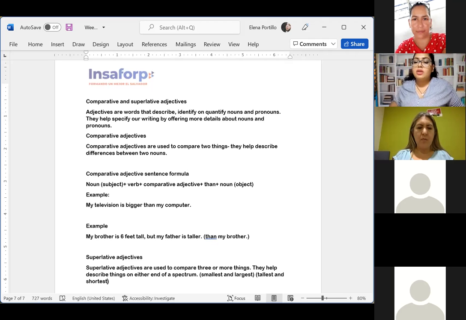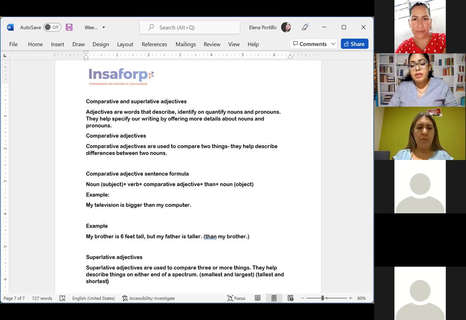So in the case of superlative adjectives, they are used to compare three or more things and they help describe things on either end of a spectrum. We can say the beginning and the ending of the spectrum. We have smallest and largest, and we have tallest and shortest. We have the two parts of one thing, the one that is tall and the one that is short, and the one that is small and the one that is large. So in this case, we are going to make the comparison between three or more things, and we are going to find which of these is the most, in comparison with them.